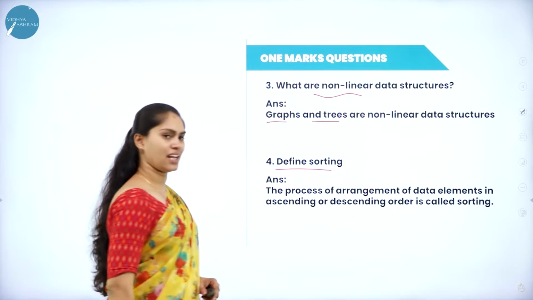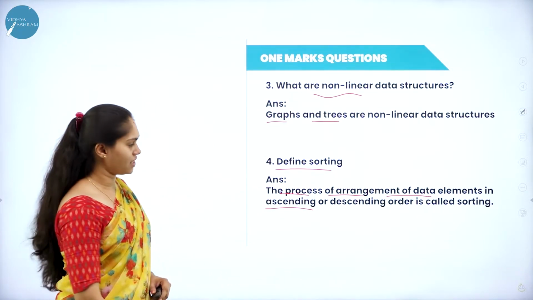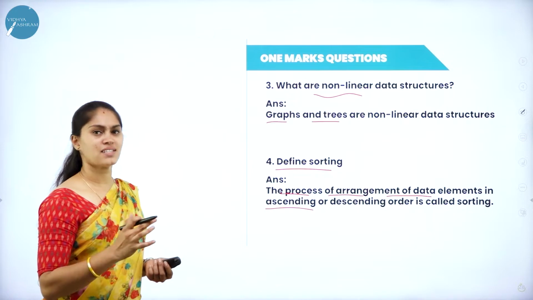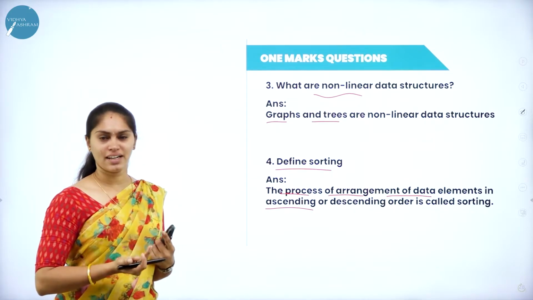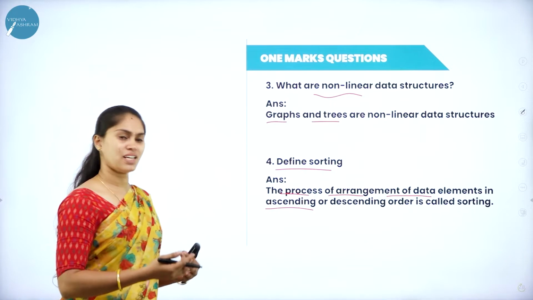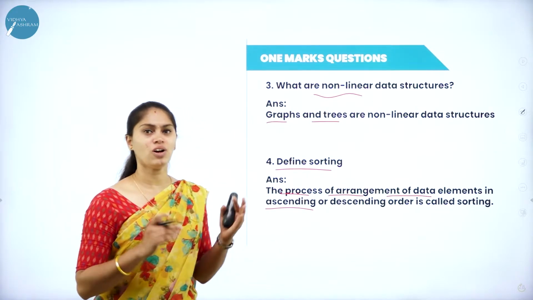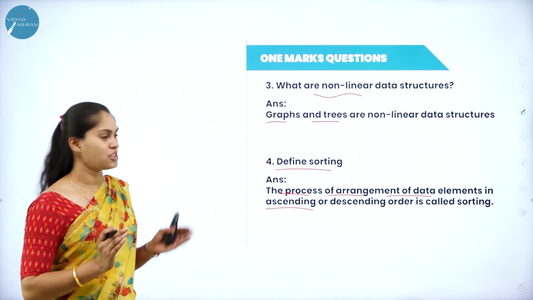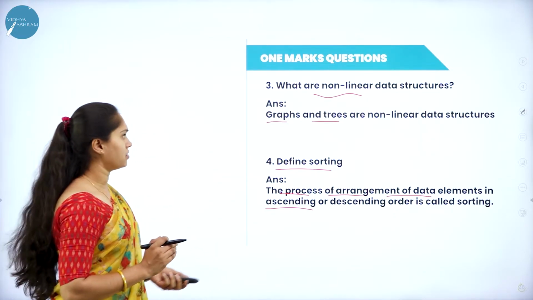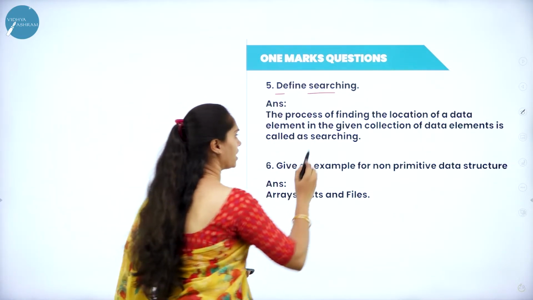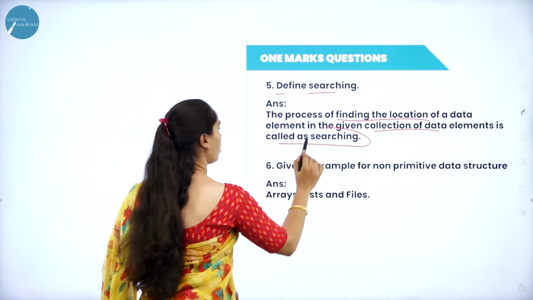And then define sorting. Sorting is the process of arrangement of data items either in ascending or descending order. Understand one thing, you have to learn the definitions of traversing, searching, sorting, merging, insertion and deletion. That can be with respect to anything. If they are simply asking what is sorting, at that time you should not write things related only to arrays or stacks or linked lists. You have to write it in a common manner. Sorting is a process of arrangement of items or data elements either in ascending or descending order. Next, define searching. Searching is finding the location of a data element in a given collection of items or data elements. That is called searching.